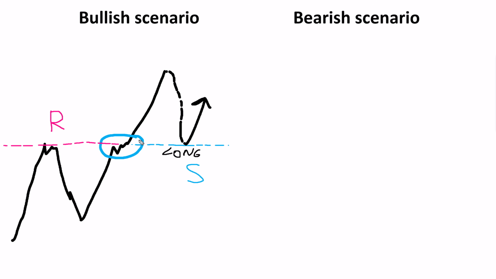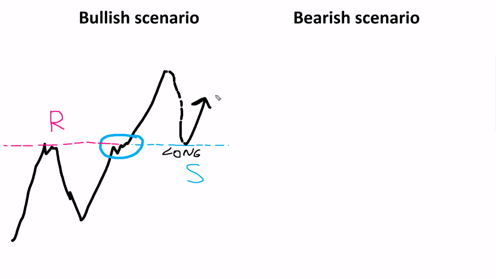So there are two conditions. First condition is that heavy volume zone formed within a trend. The second condition is that there was a strong reaction to that level where the heavy volumes were in the past. So this was a resistance, and that turned into a support. And you trade that support. Alright, so that's the bullish scenario.